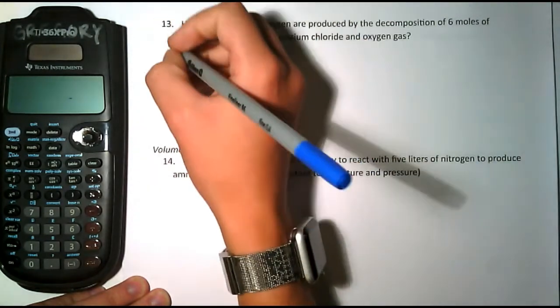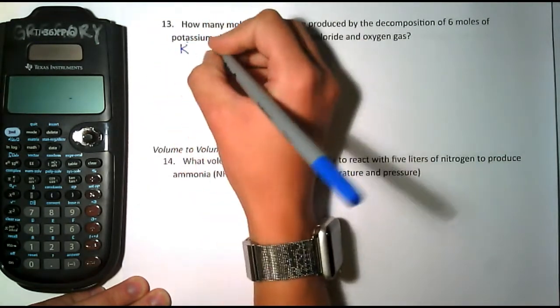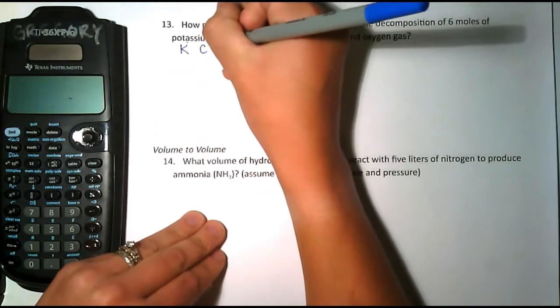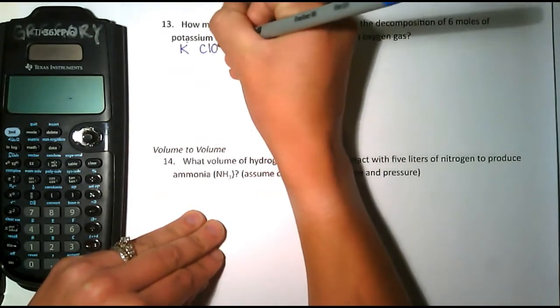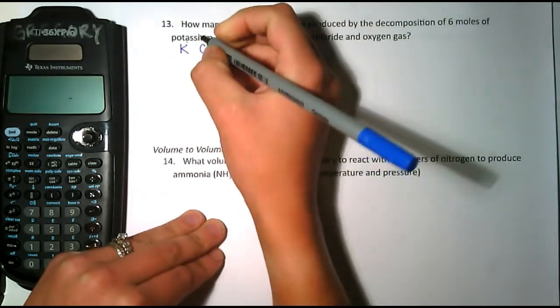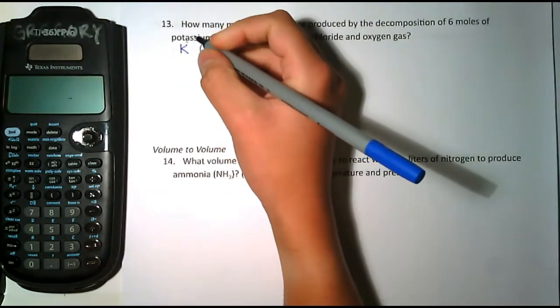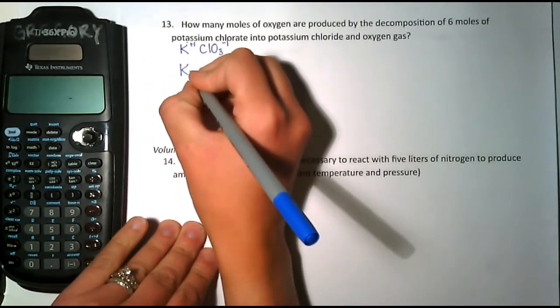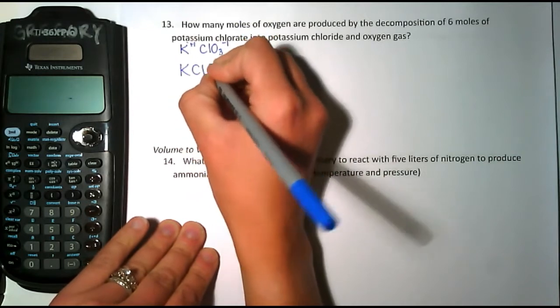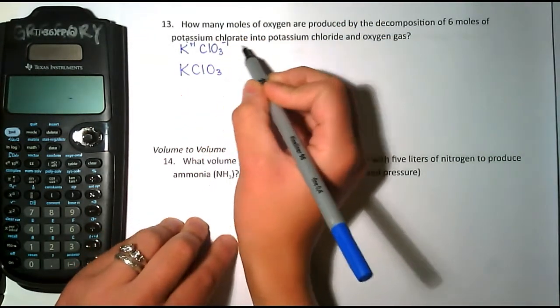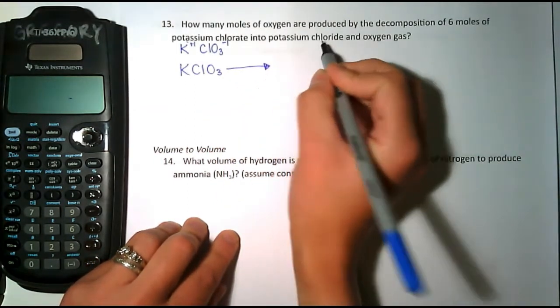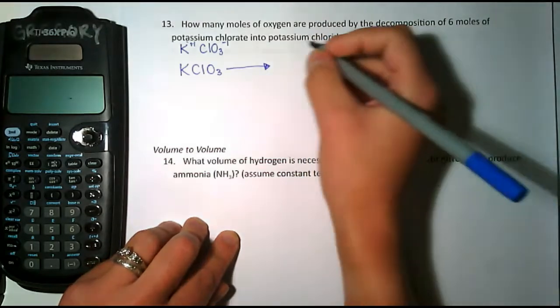So potassium chlorate, I need to do my crisscross. I have potassium and then the chlorate ion. The chlorate ion, which is, let's write it down, ClO3 with a -1 charge. And we know from looking at the periodic table that potassium has a +1 charge. So when we do our crisscross, we get K1 and only one ClO3. So potassium chlorate is decomposing, so we're going to put our arrow into potassium chloride and oxygen gas. So it doesn't matter what order I write my products in.